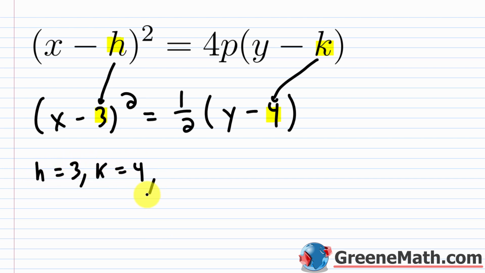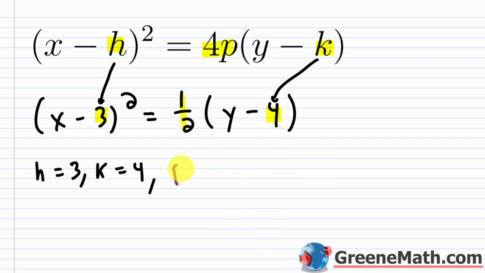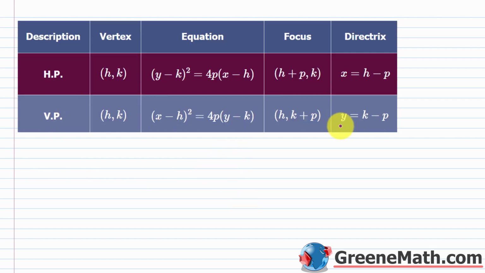We have to get the p value. So 4p is going to be set equal to 1/2 because we're matching this with this. So we would divide both sides of the equation by 4, or it's probably easier here just to multiply both sides by 1/4, since we have a fraction over here. So that'll cancel, give me 1. So 1 times p is just p. So p is equal to 1/2 times 1/4 is 1/8. So this right here is going to be p is equal to 1/8. So we have a vertical parabola, so we're going to use this one right here.